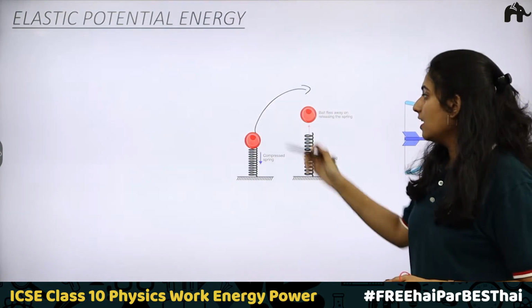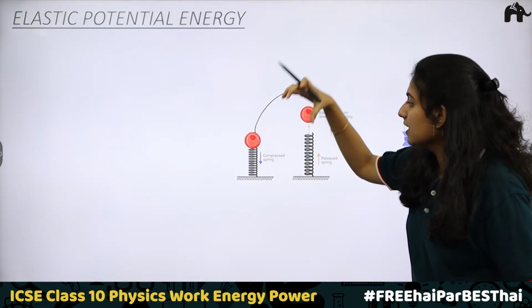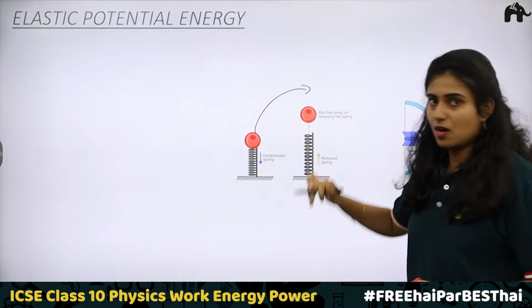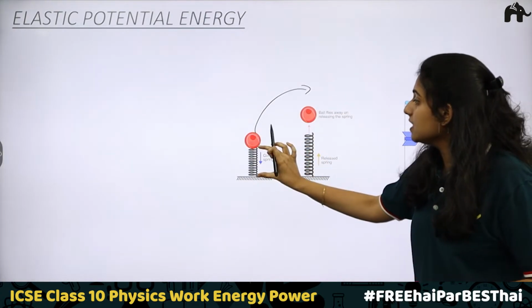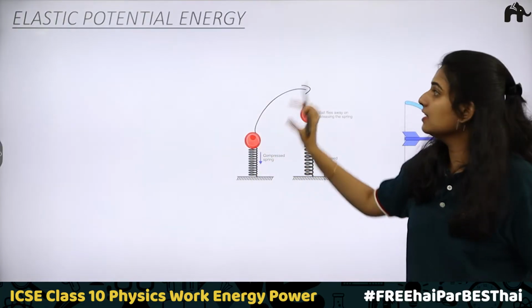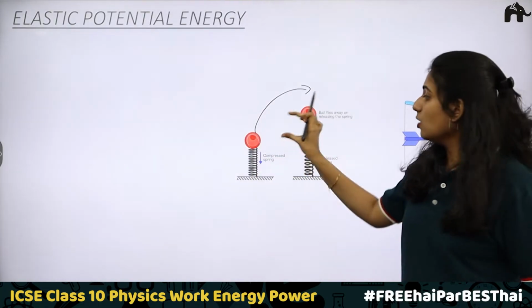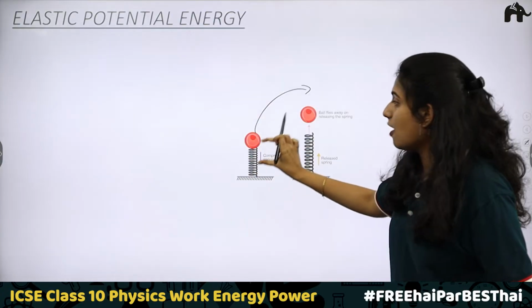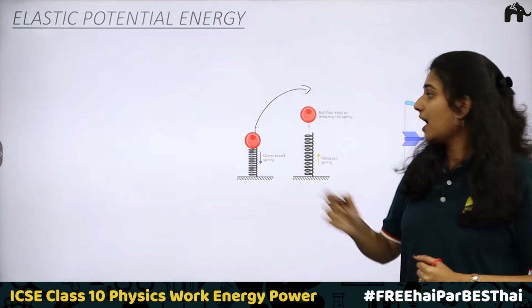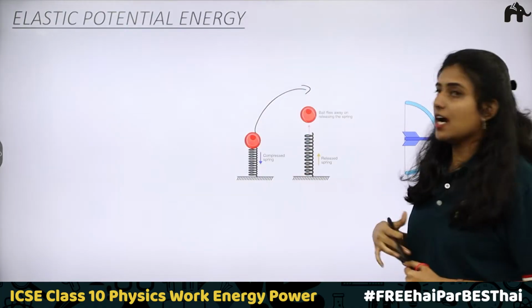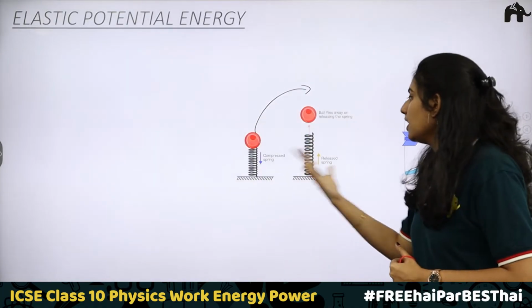What is the reason? Now when the ball is being pulled down, that is when the spring is getting compressed, an energy gets stored, an energy gets created. This is elastic potential energy. Now this elastic potential energy of the spring helps the ball to gain some energy, and this ball will start rising up. This is what is happening in this case.